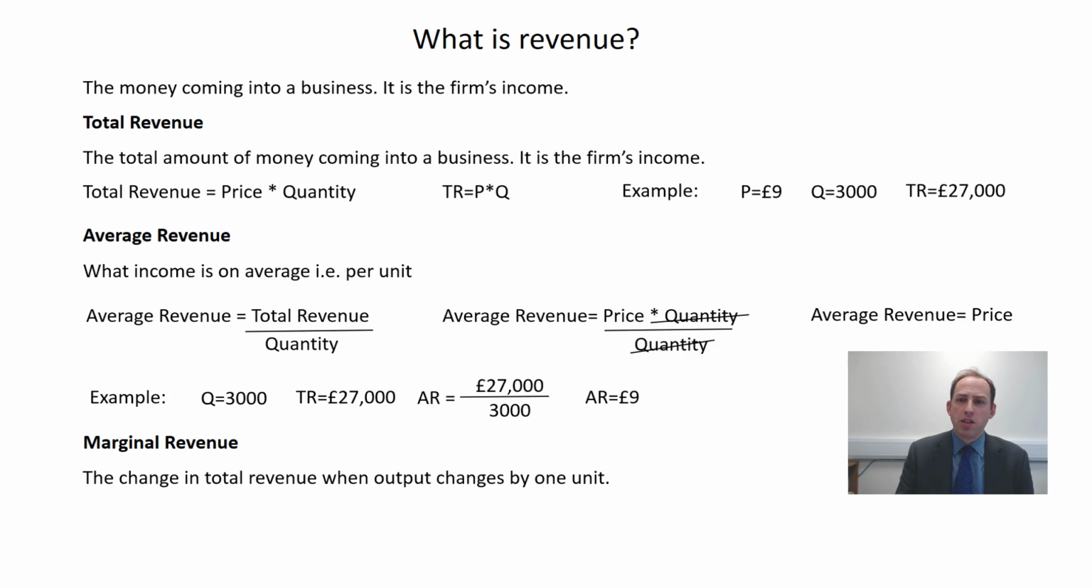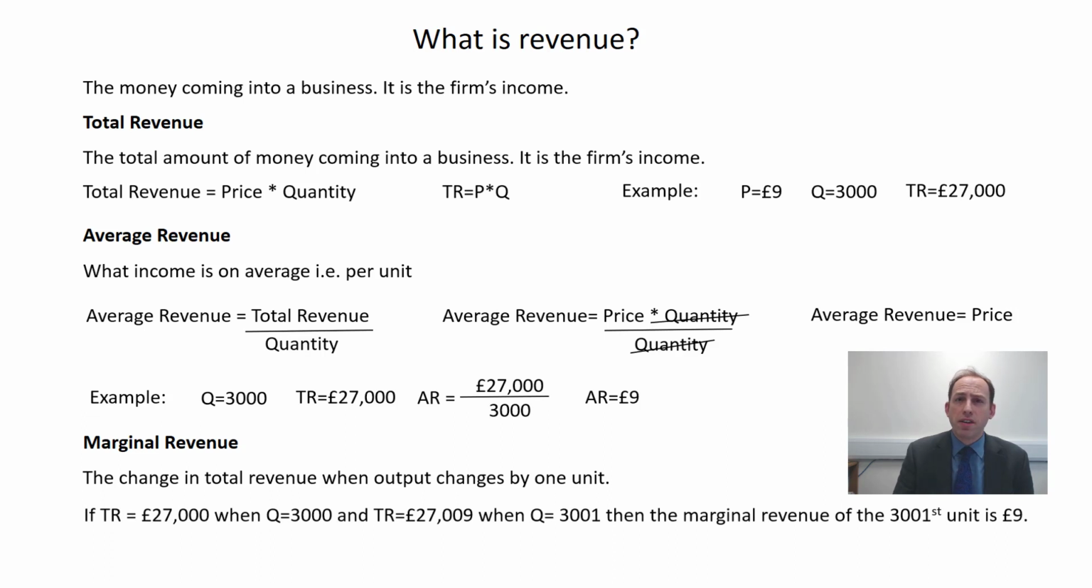That's our proper definition. And basically, we'd look at the total revenues to work that out. So if the total revenue is £27,000 when we produce 3,000 units, and it's £27,009 when we produce 3,001 units, then the marginal revenue of the 3,001st unit is going to be £9. That's the change in the total revenue when we produced one more unit.